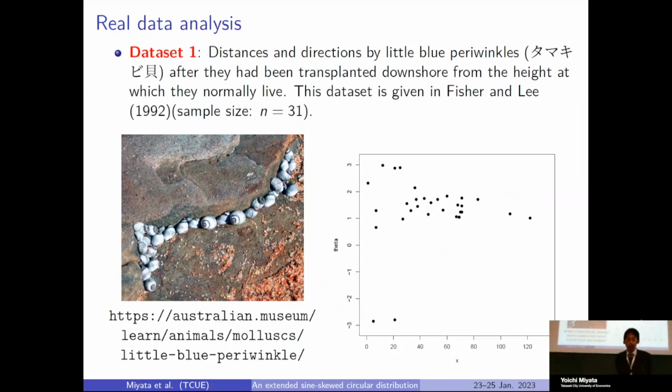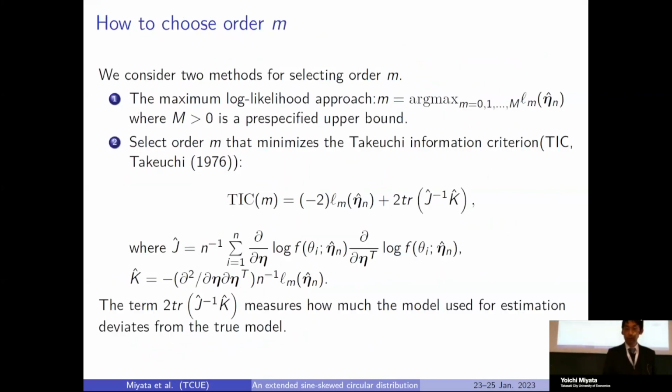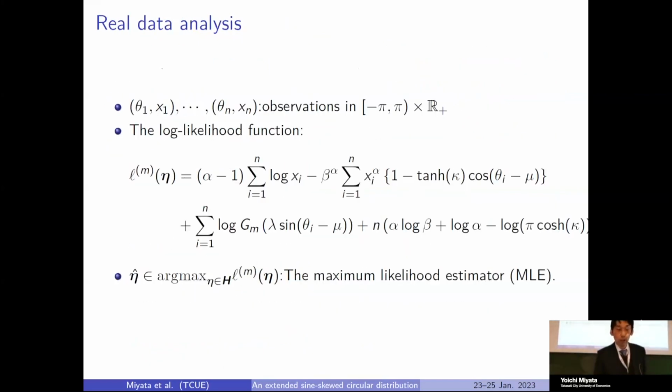Next, let me explain the real data analysis for the data set of distances and directions by little blue periwinkles. The little blue periwinkles are a kind of snail. The data set is given in Fisher and Lee. To estimate parameters, we use the maximum likelihood method.